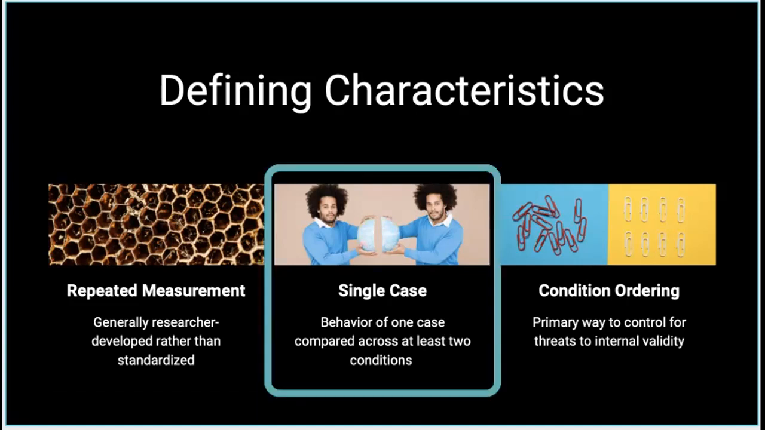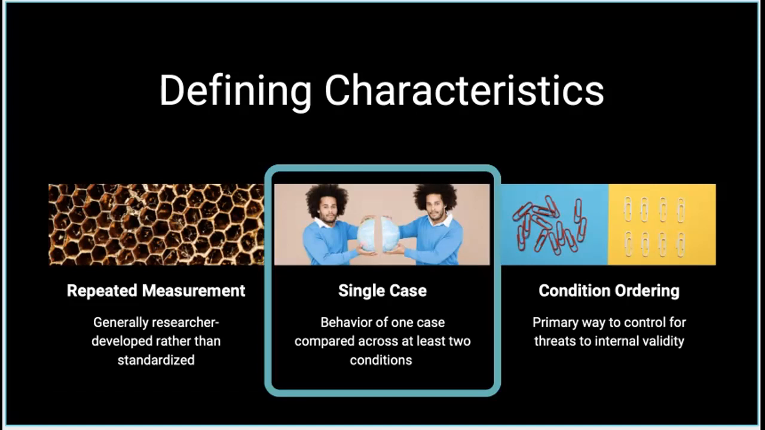The second characteristic of single case is that the behavior of a single case, usually one person, is compared to the behavior of that case or person under different conditions. This is in comparison to typical group designs like RCTs, where the average behavior of many people in one group is compared to the average behavior of many people in another group.